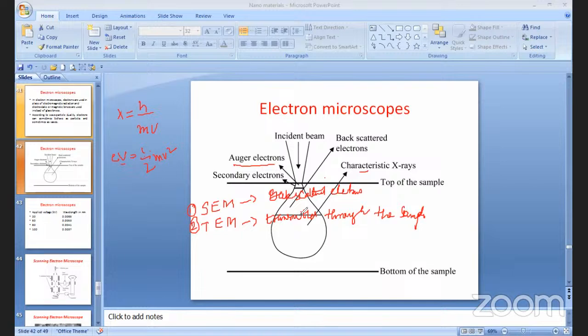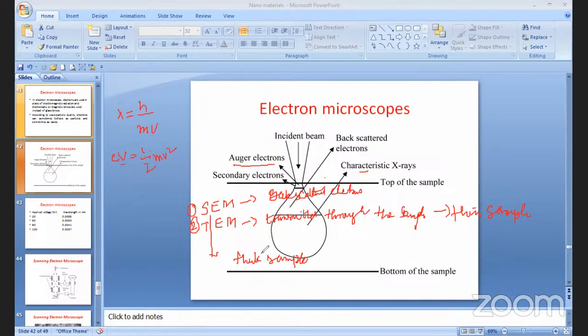So the SEM can be used to image the surface of a thick sample. If we have a thick sample, the surface of a thick sample can be utilized in the case of an SEM. Whereas in the case of the TEM, this TEM needs a thin sample, whereas the SEM needs a thick sample.